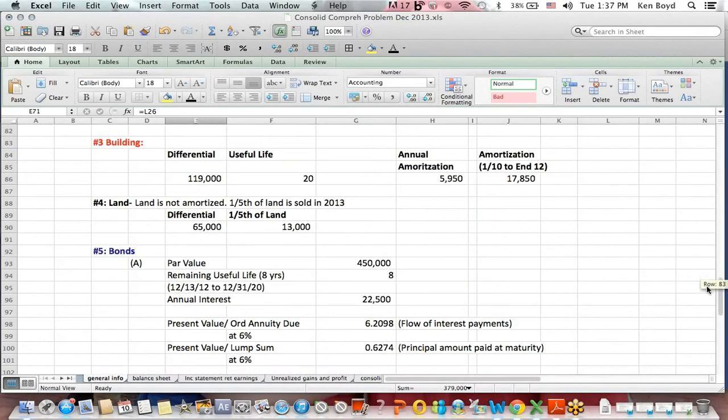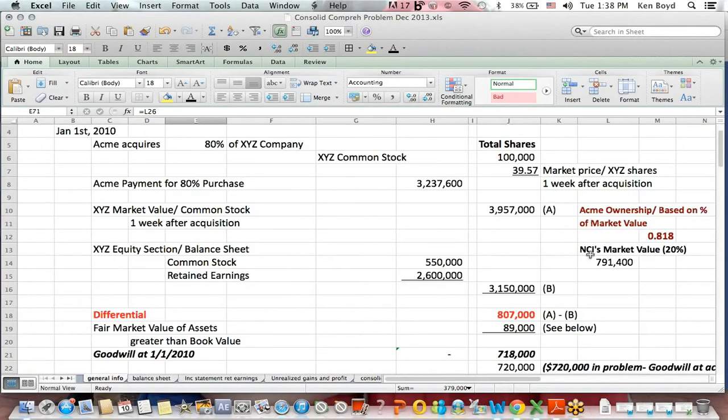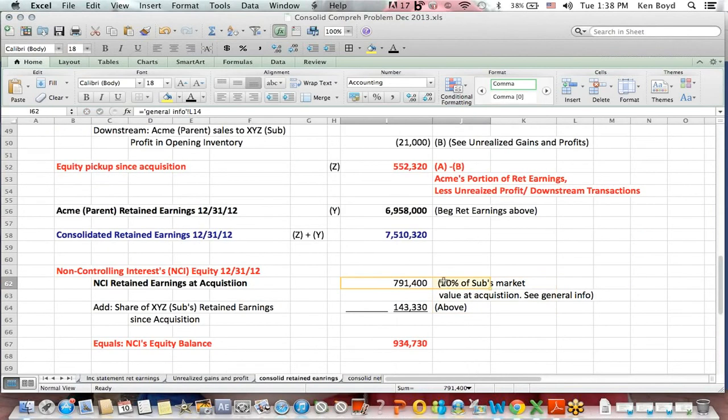Is the non-controlling interest share of the market value of the entire venture. So if I click on the cell, the $3,957,000 was the total market value of XYZ's common stock, and if 20% of that went to the non-controlling interest, that would be $791,400, which is where I get this number for the non-controlling interest.